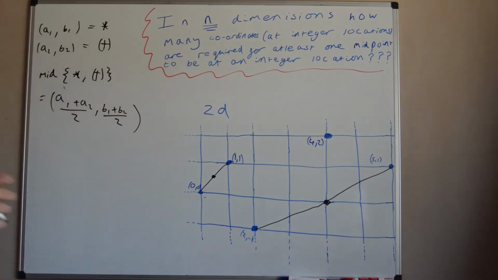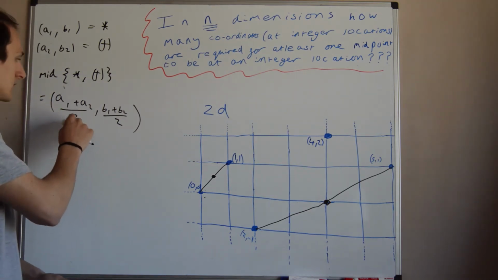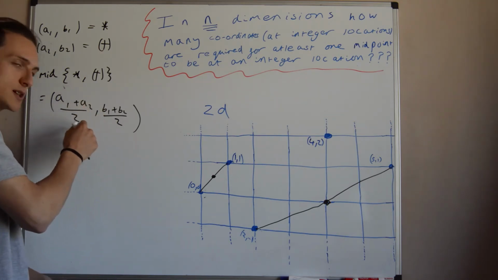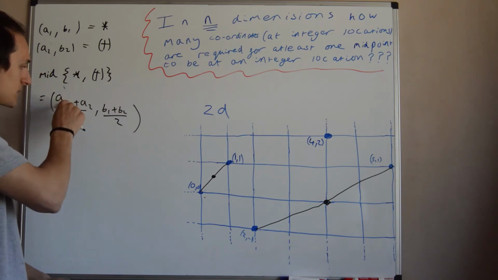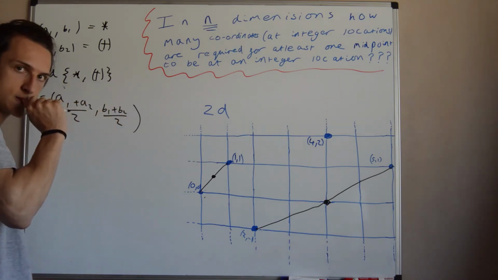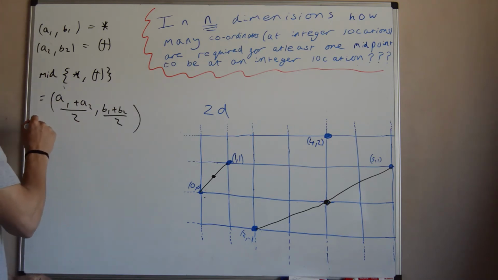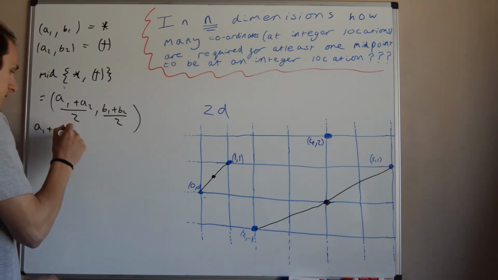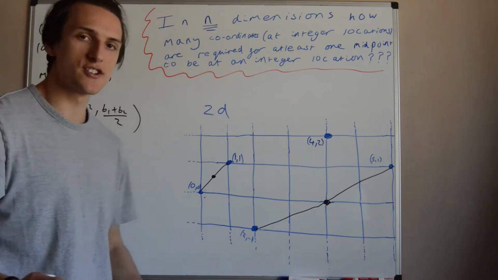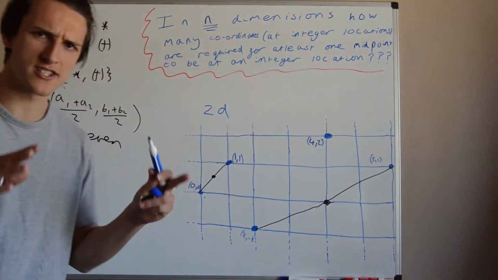And how do you ensure that this is an integer? Well, in order for this to be an integer, a1 plus a2 has to be even. Okay, because we're dividing by 2, so we want this to be an integer. So this numerator has to be even, and this numerator has to be even. Okay, consider when this happens. So consider when we have 2 numbers, and when you add them together, those are even. Okay, remember we're only considering integers.